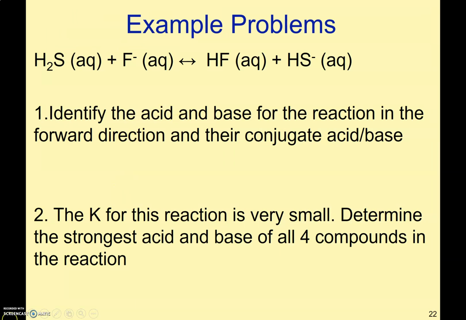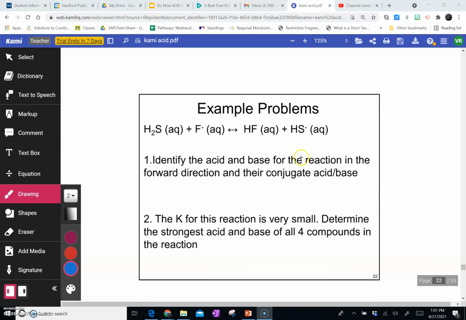So this is the last thing that we're doing, and then you're going to do the second example as homework, take a picture and submit it. Okay, so we're going to first identify the acid and base pairs. This guy is losing an H+, so this is the acid, and this is the conjugate base. Then this is acting like a base, and this is the conjugate acid. So we did that part.